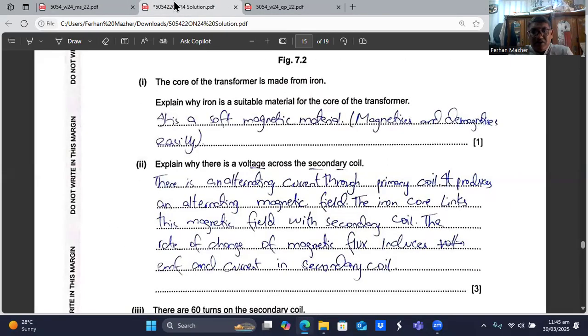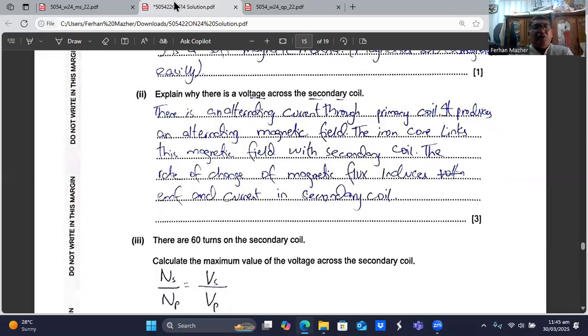So he says, okay, and what my student wrote: there is an alternating current through the primary coil. It produces an alternating magnetic field. The iron core links this magnetic field with the secondary coil. The rate of change of the magnetic flux induces EMF and current in the secondary coil.